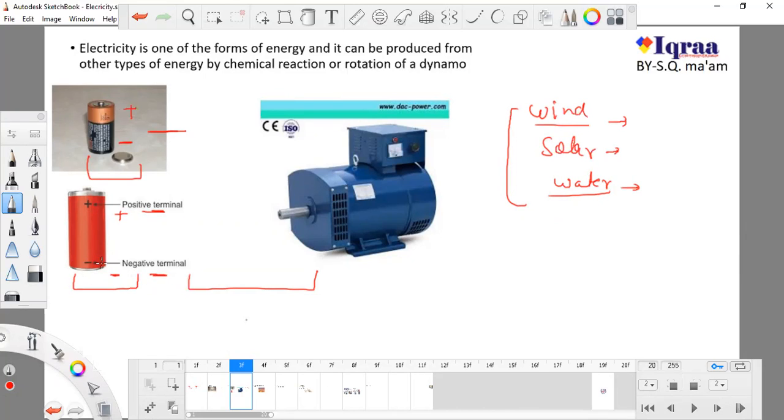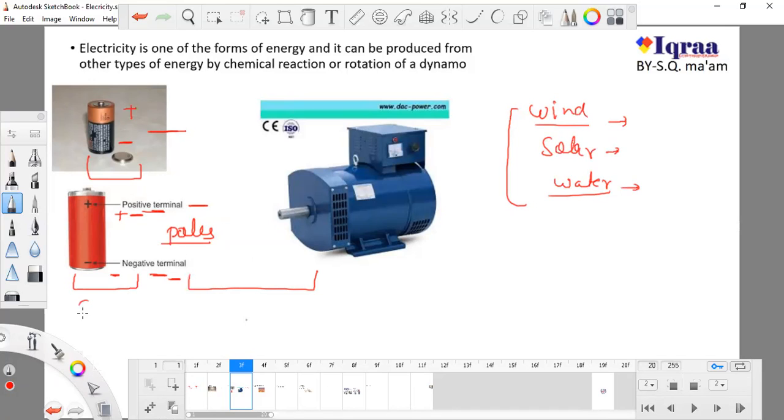These terminals are also known as poles. In the magnetic effect I will tell you about poles. There are two poles, and I will tell you their names. One pole is known as the south pole and one as the north pole, but these two terminals are considered poles.